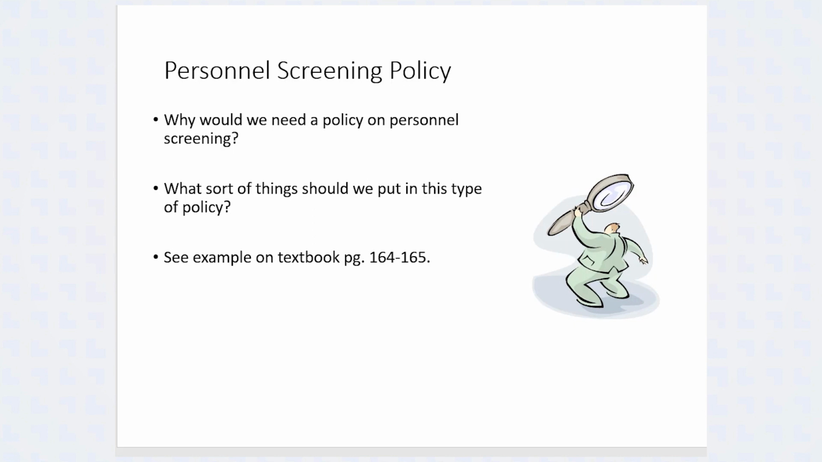You would have also a screening policy, and then you need to think about what types of things you would have in this policy. So I'll give you an example from the textbook. It's on page 164. Have a look at that and think about why you would need a policy on personnel screening, right? And the types of things you're going to have there.